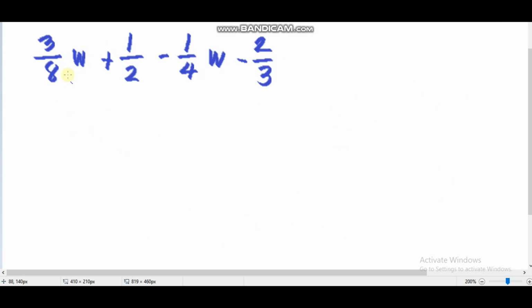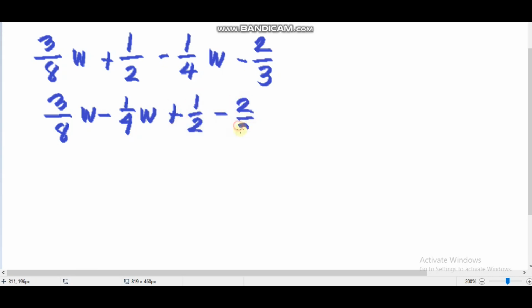Simplify 3 over 8w plus 1/2 minus 1/4 w minus 2/3. So, combine like terms. What are the like terms here? 3 over 8w minus 1/4 w plus 1/2 minus 2/3. These two terms are called variable terms because, as you can see, they have variables, while these two terms are called constant terms.